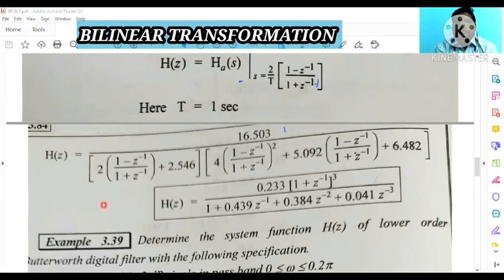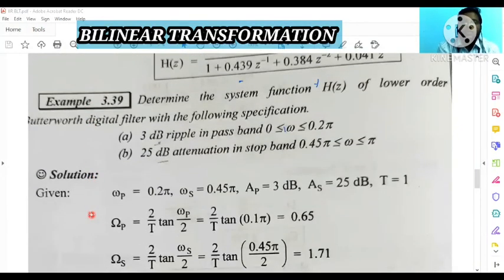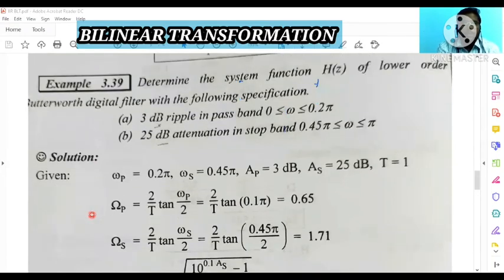Next, we move on to another method, but using the same bilinear transformation. Let us see how to approach this kind of method also. I'll show it here. Determine the system function H of z for a low order, low order means low pass, Butterworth digital filter with the following specification.